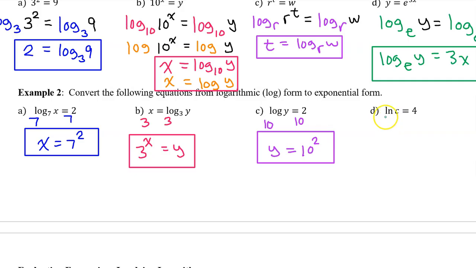In part D, this ln means natural log. That means there is an invisible base e here. So we can cancel this out by dropping a base e on both sides of this equation. The base e cancels out the invisible log base e, leaving c on the left. So c equals e to the fourth power.